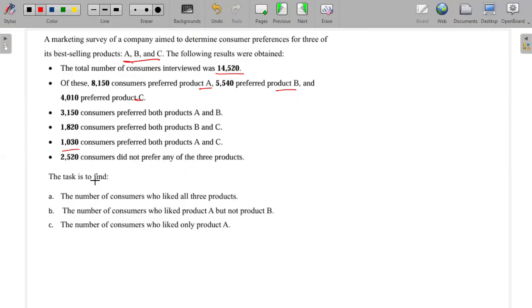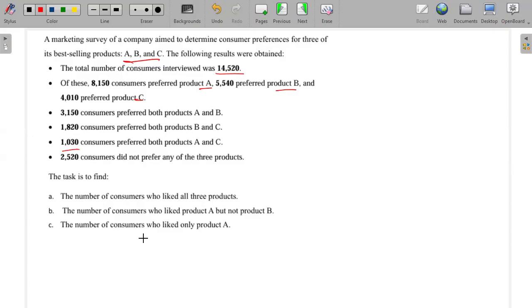The task is, first of all, to find the number of consumers who liked all the 3 products. Part B is the number of consumers who liked product A but not product B. And part C is the number of consumers who liked only product A. All right, so let us do this now.